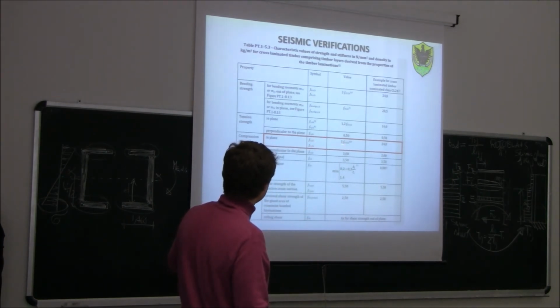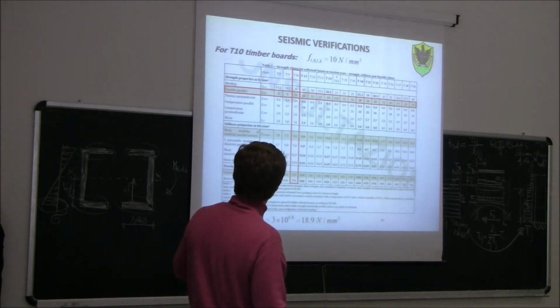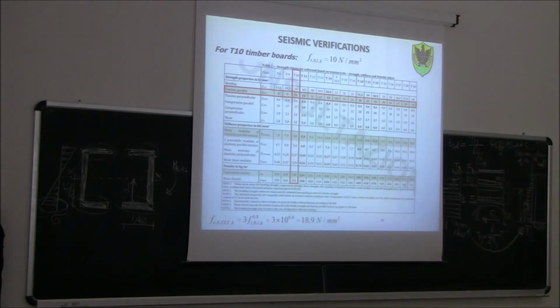So the compression strength, as you can see here, is 3 from this table, 3 times f_t,0,k to the power of 0.8. Since the boards that we've been using for our cross-lam are T10, they have 10 Newton per square millimeter of tensile strength parallel to the grain. The characteristic compression strength is given by 3 times 10 to the power of 0.8, so 18.9 Newton per square millimeter. Okay?